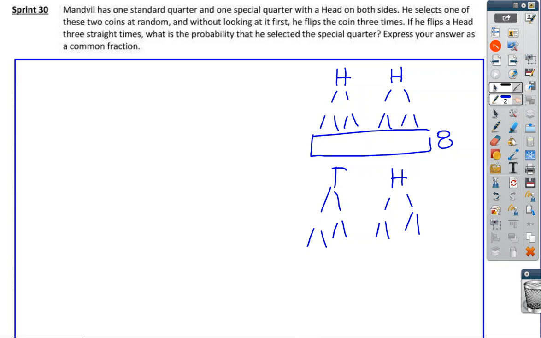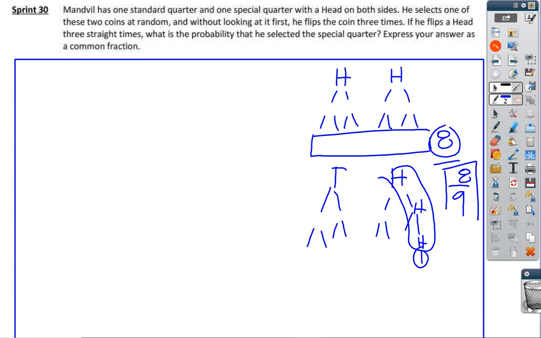You don't have to draw out the counting tree, you know it's going to be 8 options. And the only way to get 3 heads is if you get heads every time. So that's 1 out of your 8 options. So if you get 3 heads in a row, there are only 9 different ways to get those heads, and 8 of them come from the special quarter. So the odds that you picked the special quarter is 8/9.